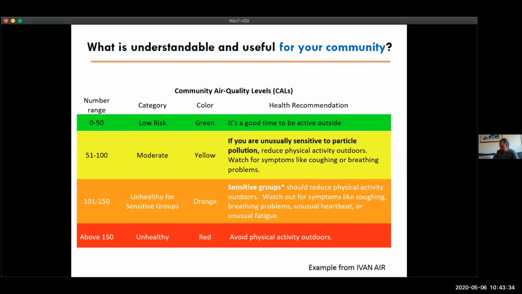And here you see the example from our project. This is the community air quality levels. As you can see, it correlates with the AQI, but this is more community-friendly messaging. And we did limit it to the 4 colors instead of going on the bigger scale, as we do see that there is already risk when we're approaching these levels.